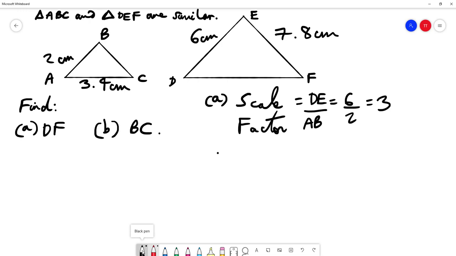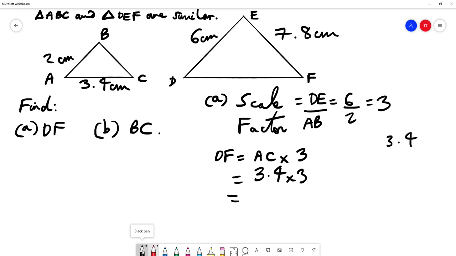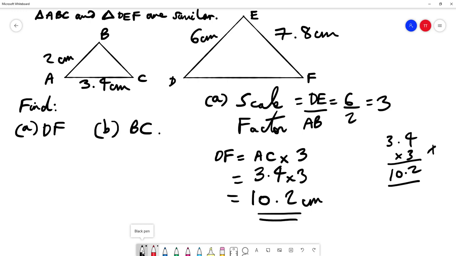So if I want to work out what DF is, DF is the larger length of AC. So whatever AC is, I'm going to multiply that answer by 3. So 3.4 times 3, and we can work that out here. 4 times 3 is 12, and 3 times 3 is 9 plus the 1 is 10. So we get 10.2. So the answer would be 10.2 centimeters.